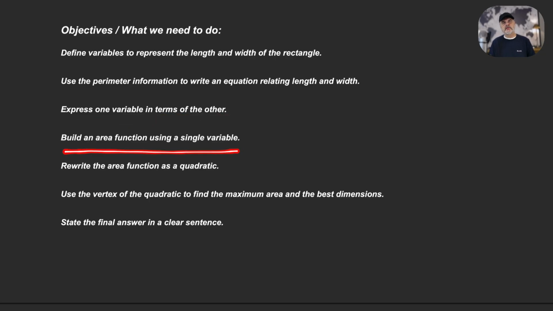Build the area function, so you already know this. Rewrite the area in terms of 1 variable. That's very important. And then, given the quadratic, you have to find the vertex somehow. You know the formula, you can use the factored form, you can use the standard form. It doesn't matter which form you use, you need to know the tool that you have already learned about in other videos, and state the final answer. This is the mapping that you're creating.